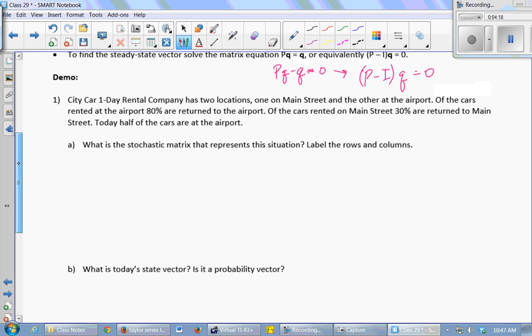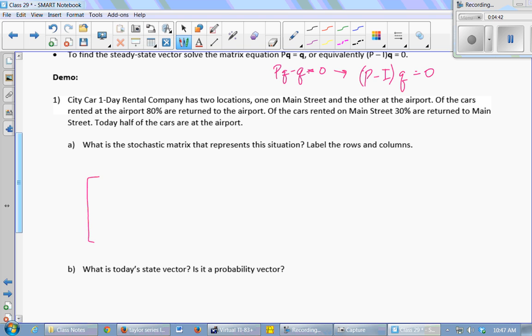Okay, City Car is a one-day rental company. It has 2 locations, one on Main Street and one at the airport. Of the cars rented at the airport, 80% are returned to the airport. And of the cars rented on Main Street, 30% are returned to Main Street. So today, half the cars are at the airport. We want to create a stochastic matrix that represents this situation.